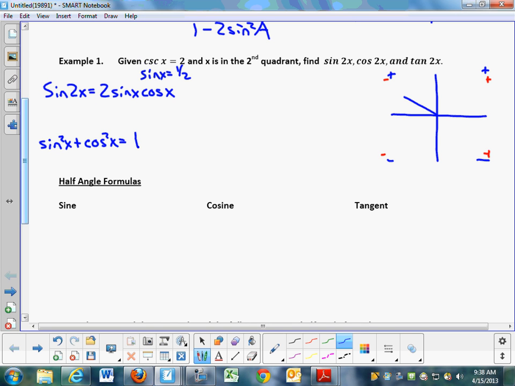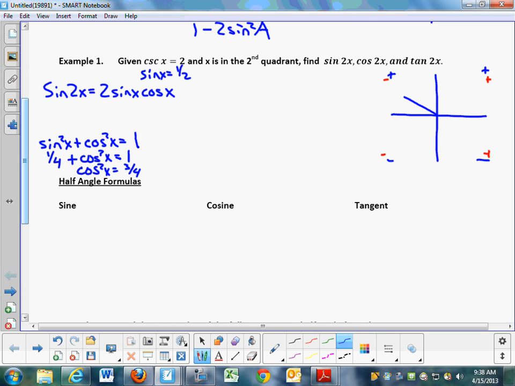But this is an important one to know. So if I take 1/2 and I square it, what do I get? 1/4. So 1/4 plus cosine squared of x is equal to 1. What do I do to both sides? So I get cosine squared of x is equal to 3/4.